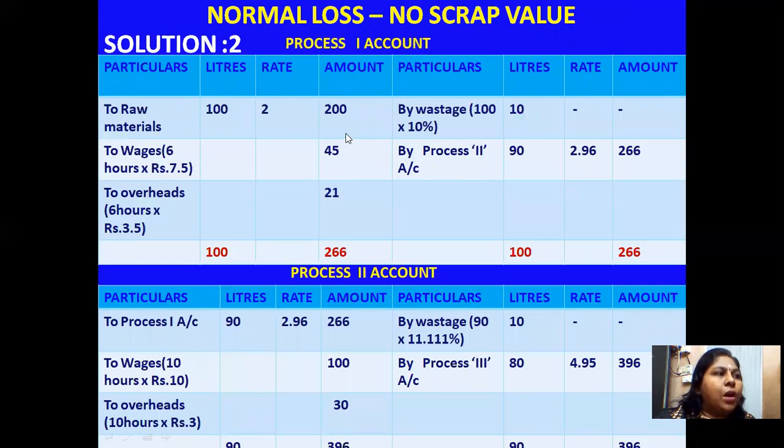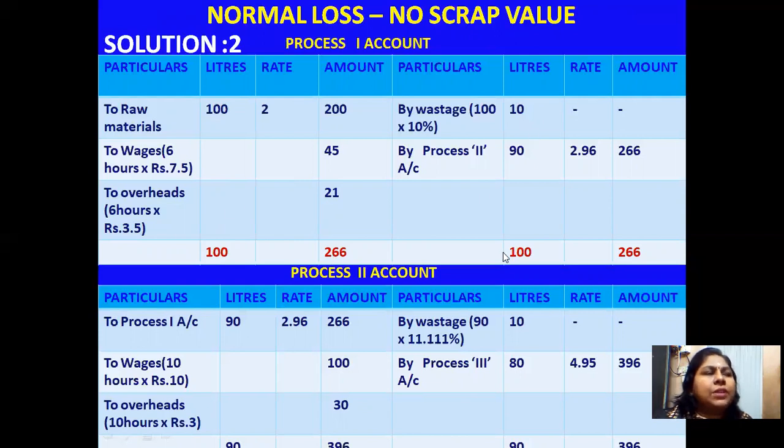Okay, process 1 account. Whenever you have this kind of problem, have the columns like this: particulars, liters, rate, and amount for debit and credit side. And debit all the expenses. So raw materials, 100 liters, 2 rupees the rate, 200 rupees. Wages, overhead charges, as I explained, you calculate and show the amount like that. Get the total: liters column 100, amount column is 266.